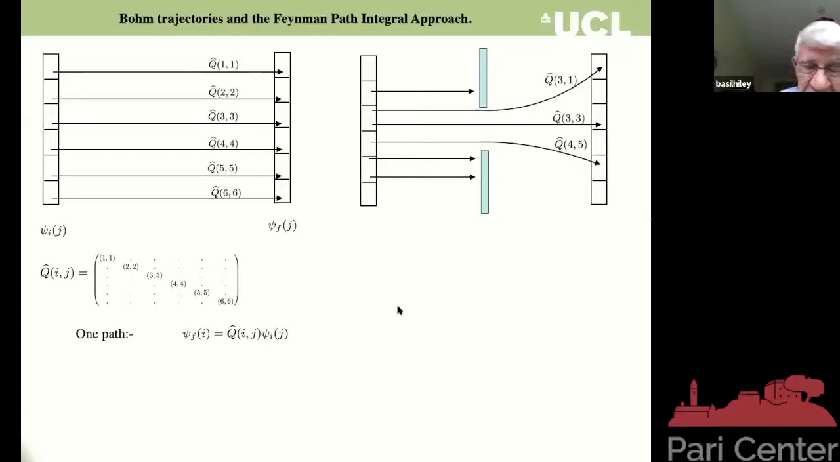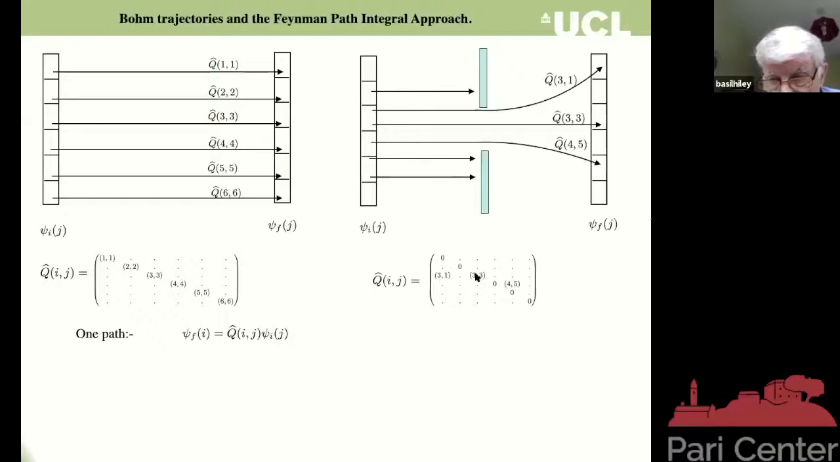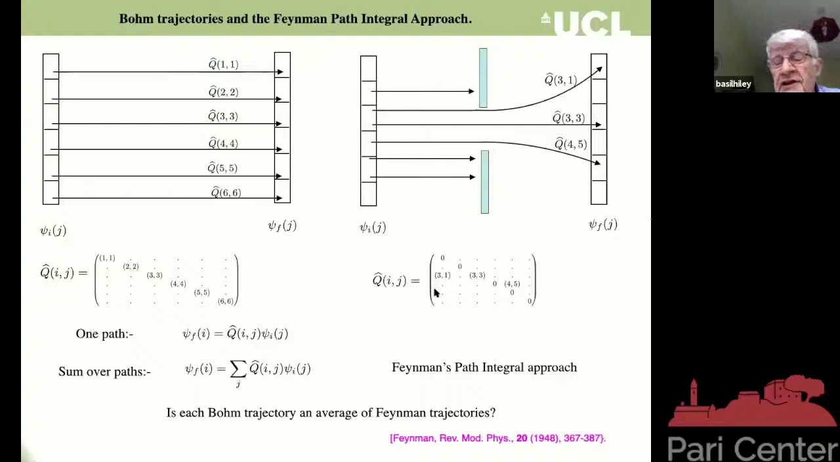Okay? So this means I've just got one path, and now the difference between these two is just noughts. Three appears down the diagonal, 3, 3, because it goes straight through. But the other ones that are deflected suddenly appear in other positions. So this is the operator formalism of quantum mechanics, which you can see what it means in a couple of seconds. It's just describing all the processes together, and that's why we're getting averages.